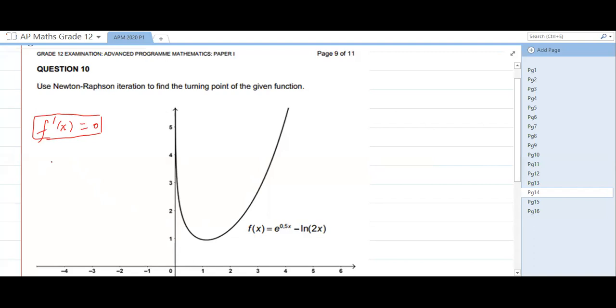Now, in Newton's formula, you have x r plus 1 is equal to x r minus f of x r over f prime x r. But in this case, let us say let g of x equal f prime x.